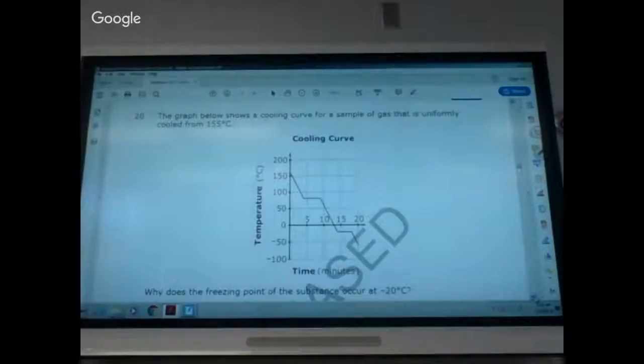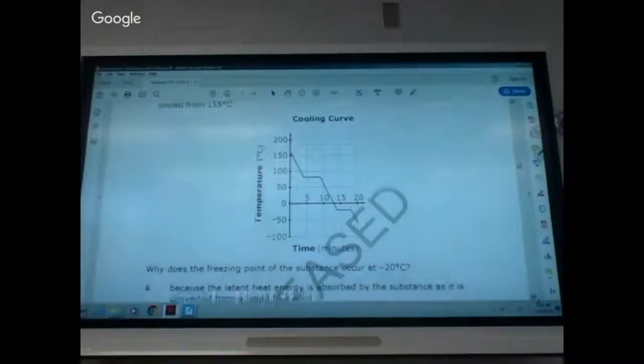Does the graph look familiar? Yes. Fabulous. At least it'll look familiar when you pick the wrong answer on Monday. Phase change. You said it.